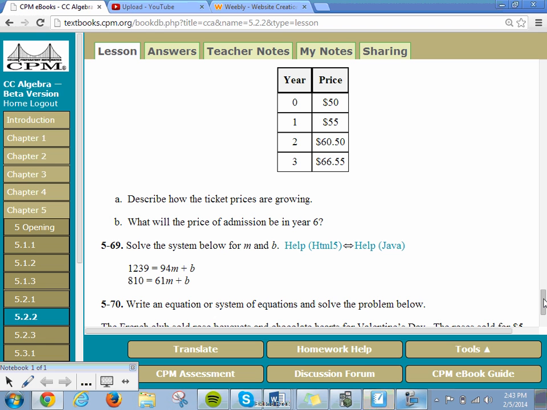when we look at it, it's pretty clear that we don't have anything arithmetic, nothing linear. We go from 0 to 1, we went up by $5. From 1 to 2, we went up by $5.50. And then we went up by $6.05. And so we can see that it's really clear that we don't have anything arithmetic. We're not going up by a constant. What they wanted you to realize is that this time we have a geometric series.